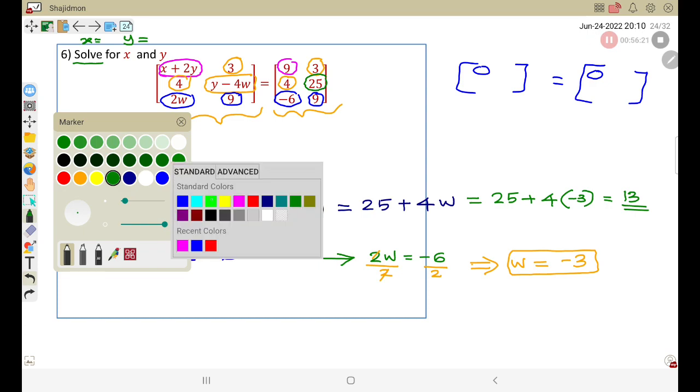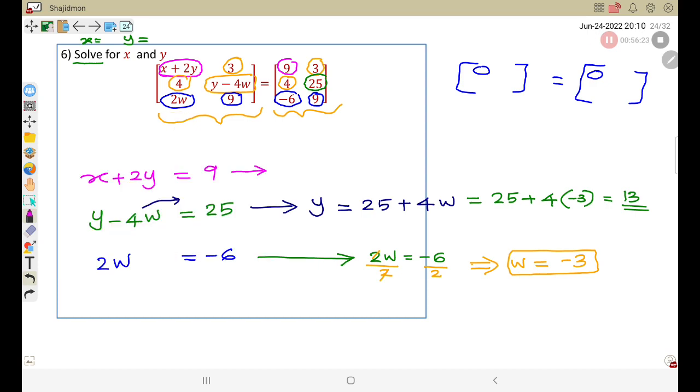Now in the first one, you can find the x number from here. So what we will do? X equals 9, plus 2y taken to the other side, minus 2y. So you will get 9 minus 2 multiplied by, what is the y number? Y number is 13.